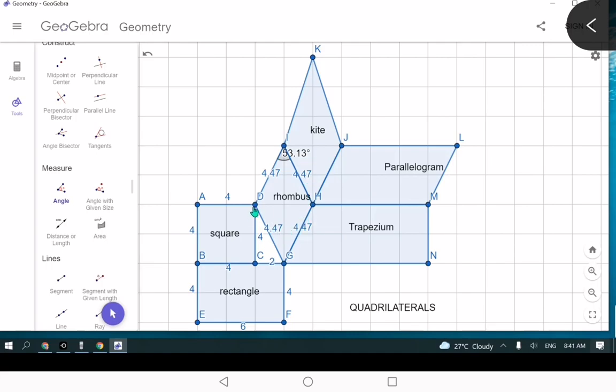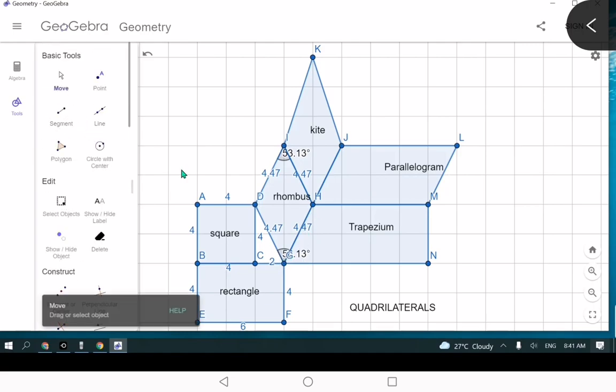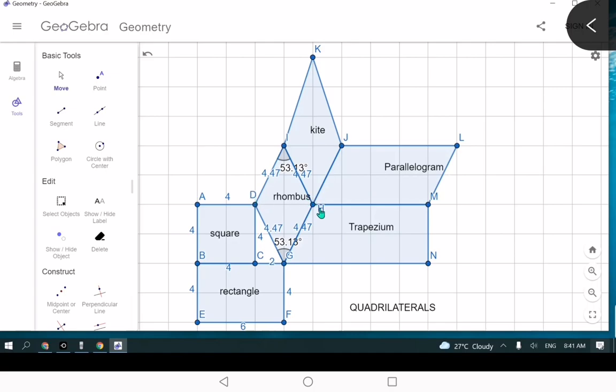53.13. Same as this one, 43.13. They are to be the same. They are to be equal. Okay? Equal. Can you see or not? Opposite angles are to be the same, to be equal. Same as this one. The angle here is the same, equal here. Okay?